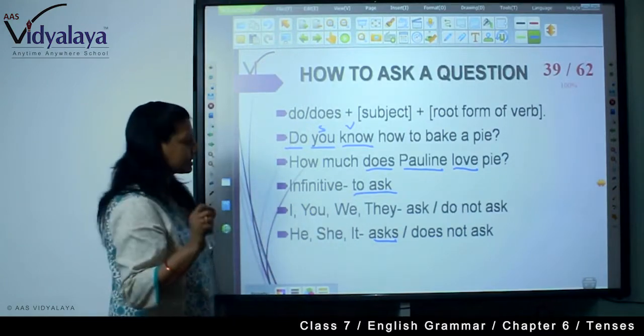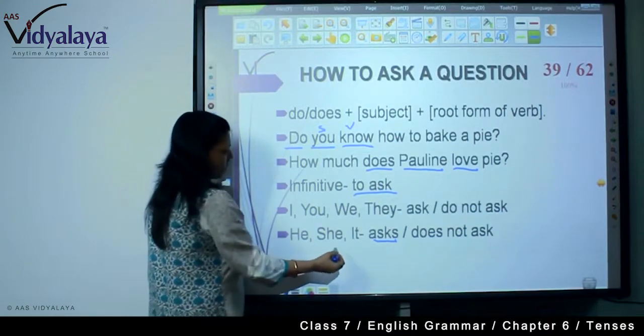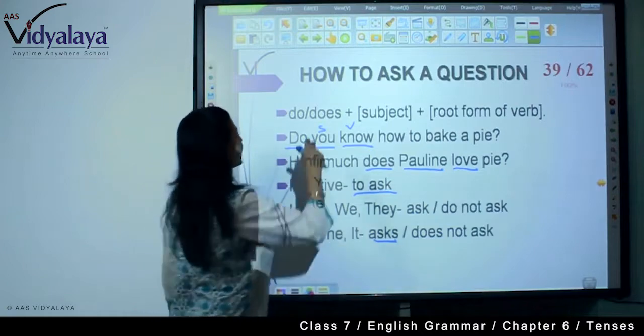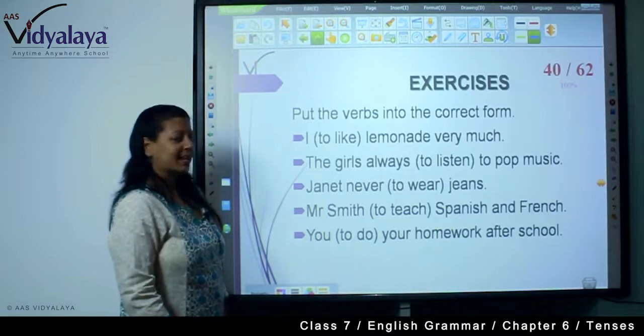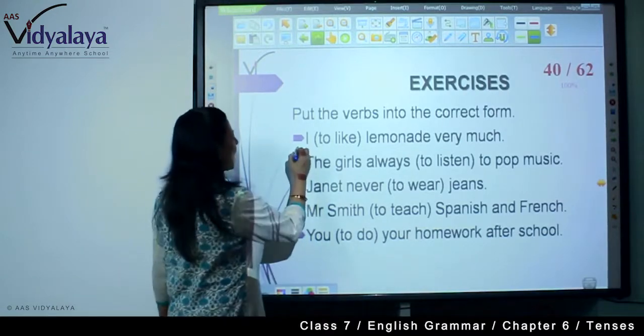Here the root verb is ask, and with negative, do not ask. Here with third person singular it is asks, and then does not ask when it is negative. Now here come some exercises. Put the verbs into the correct form with I.